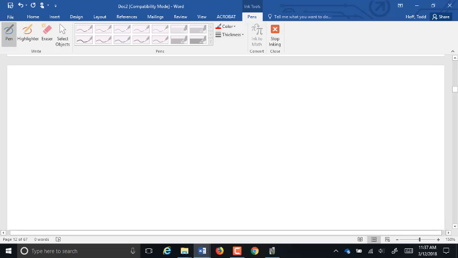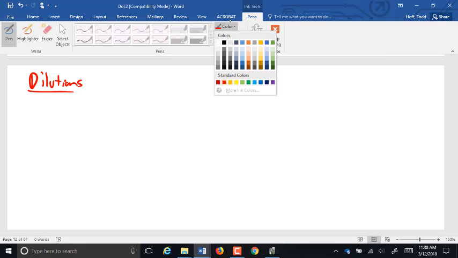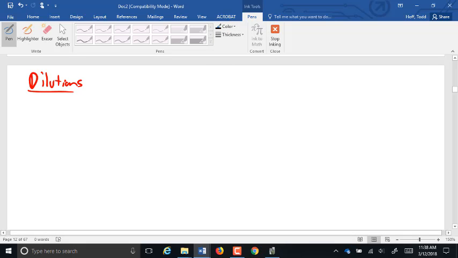So again, last week, the major theme was dilutions. And dilutions was just a mechanism for doing one of two things. Either we took a serum, which was a medication, liquid, powder, or whatever, and we dissolved it into a solution. So it was a ratio of serum to total solution.